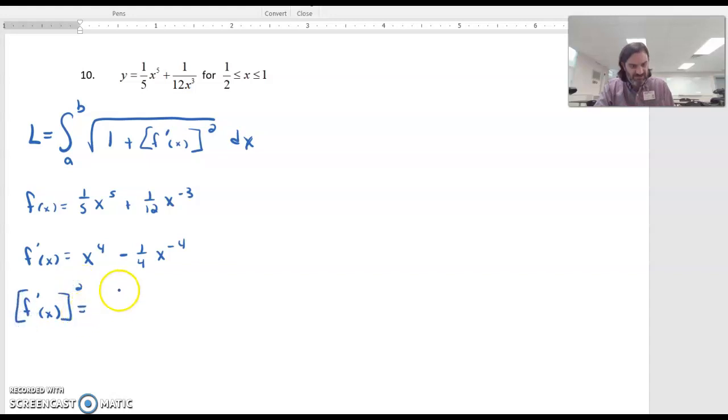So that's going to be a FOIL. So that's x to the 8th minus 1/2, because when we do the outer, we'll have x to the 4th times negative 1/4 x to the negative 4. So the x to the 4th and the x to the negative 4 knock each other out. So we'll get negative 1/4 for the outer and for the inner. So two of those are going to be negative 1/2. And then the last will be plus 1/16 x to the negative 8.